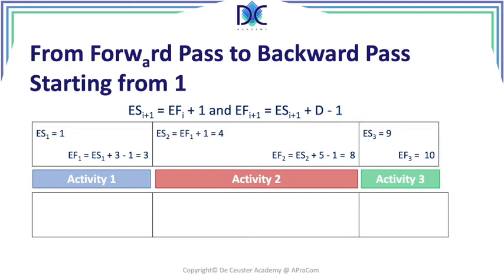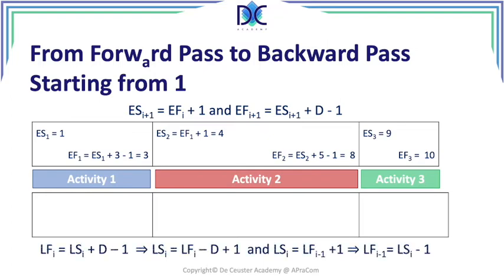Now, when we go backward, we can also write, like we did before, the late finish and the late start, but we have to determine the late start as a function of the late finish. So we can say that the late start of an activity is equal to the late finish minus the duration plus 1. And what is the relation with the late finish of the predecessor? When we adjust the formulas, we can say that the late finish of the predecessor is equal to the late start of the successor minus 1.